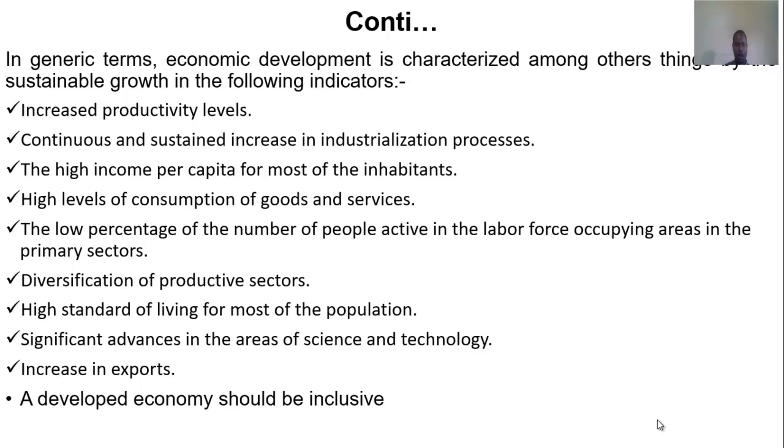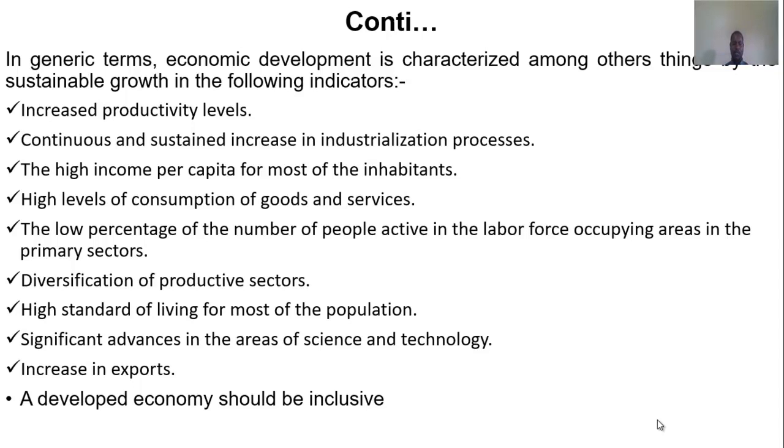There should be a low percentage of people participating in the agricultural sector, and the vast majority of the people should be in the manufacturing and service sectors. Diversification of productive sectors. High standard of living for most of the population.